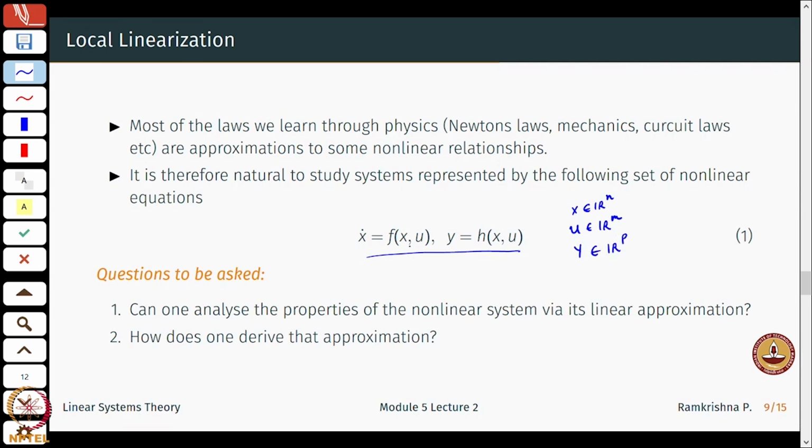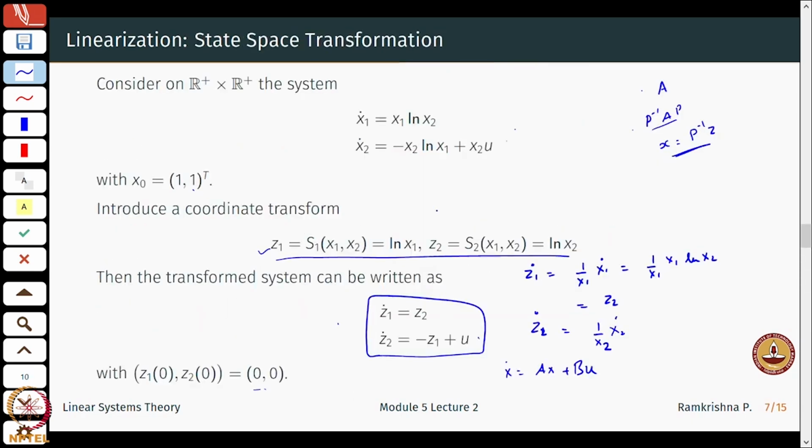Now, naturally I know that systems are nonlinear, even though I learn a lot of physics, circuit theory or mechanics through linear approximations of nonlinear systems. Okay. So, the questions that we will be interested in are: can one analyze or retain some properties of a nonlinear system via its linear approximation, and how to get that approximation. Here I am not really doing an approximation, I am actually doing a proper transformation. This is not approximation, this is valid in a much larger region of the state space than just around a small operating point.